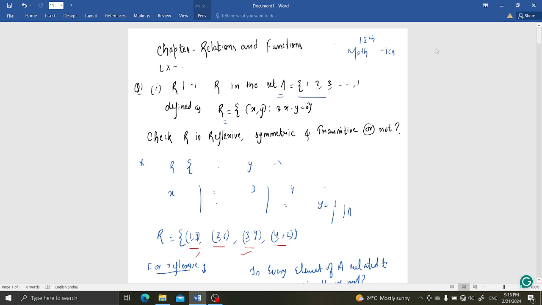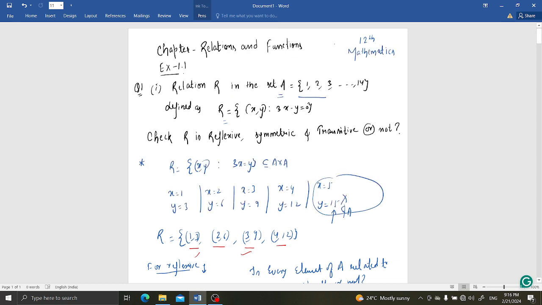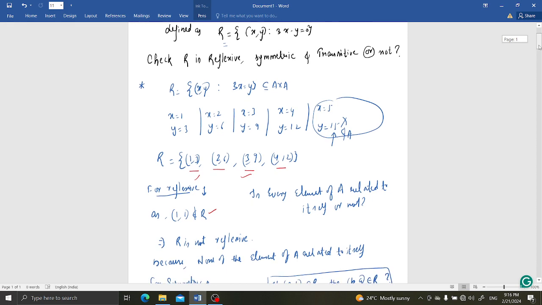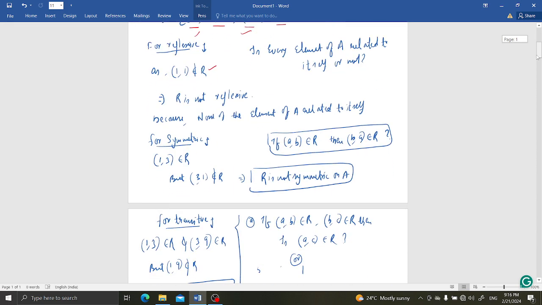Okay, I hope you understand this part. In this part, firstly we found R explicitly, as you saw here. And then I checked for reflexive, for symmetric, and for transitive.